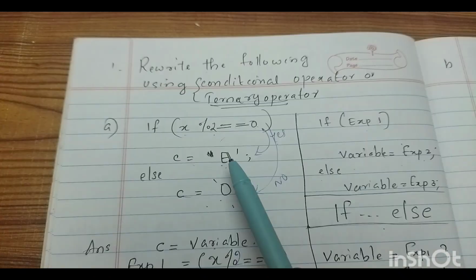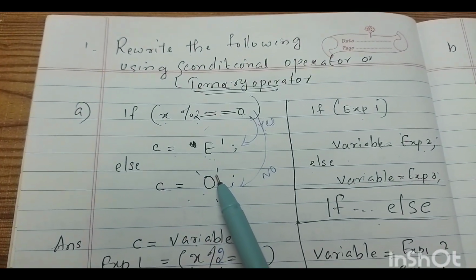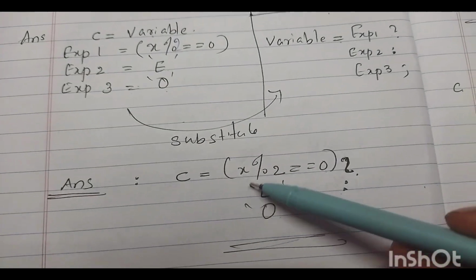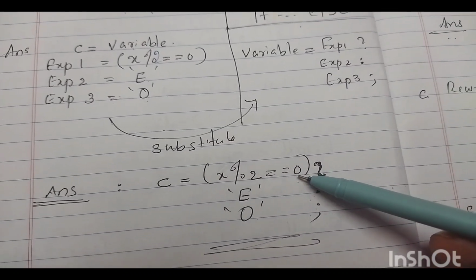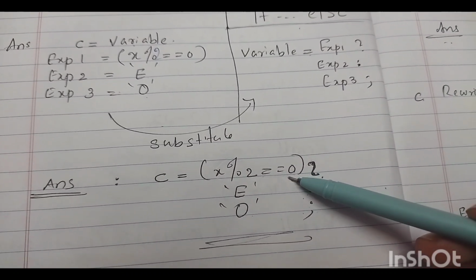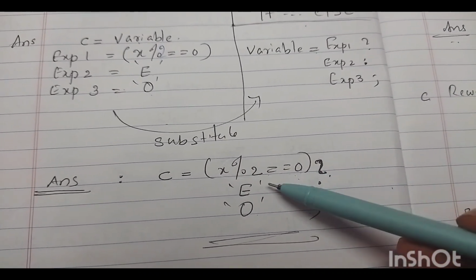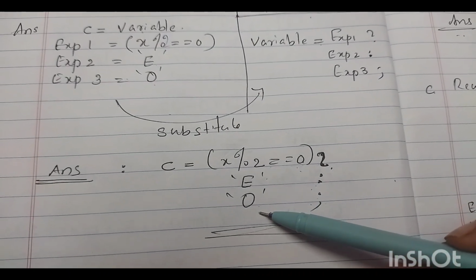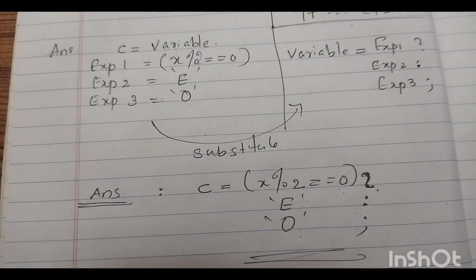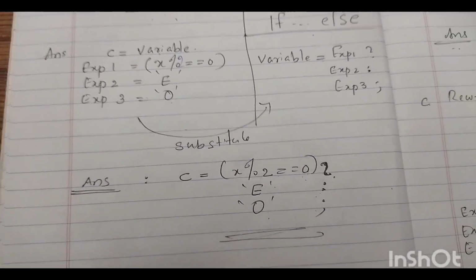This is the same as this code. That is, c is equal to the x mod 2 equal to 0 condition is checked, and when it evaluates to true, E is printed. When it evaluates to false, O is printed. Okay, that's all.